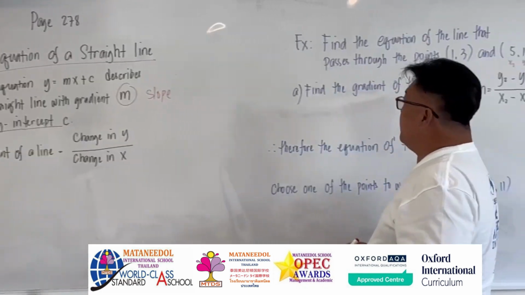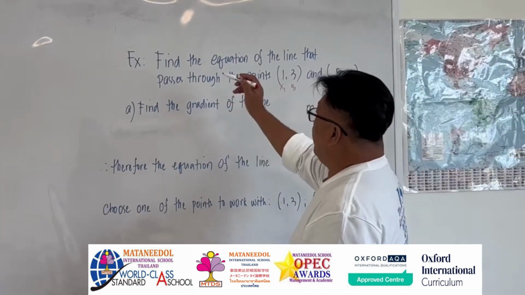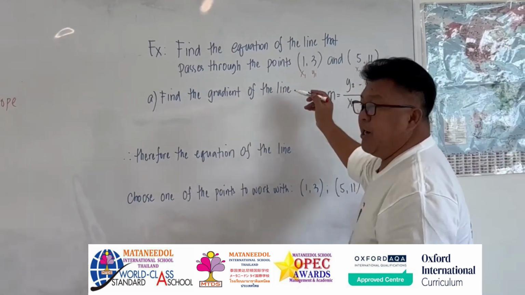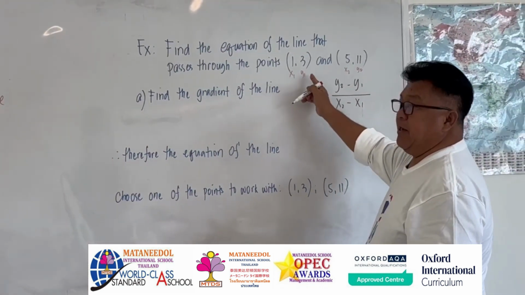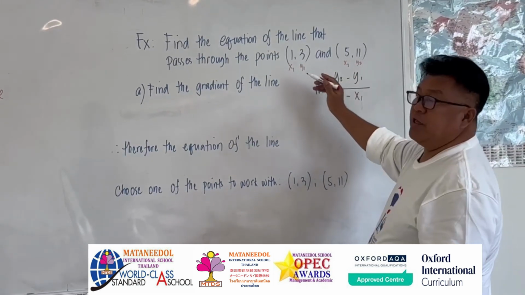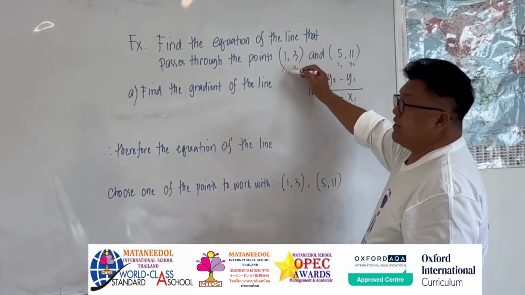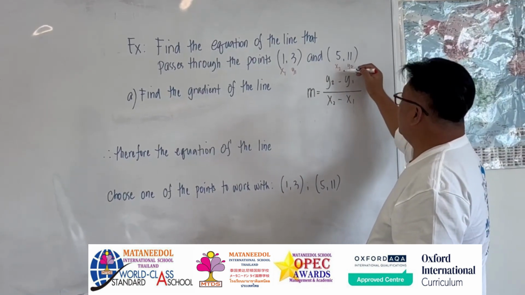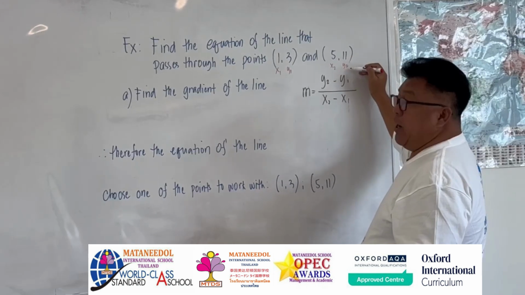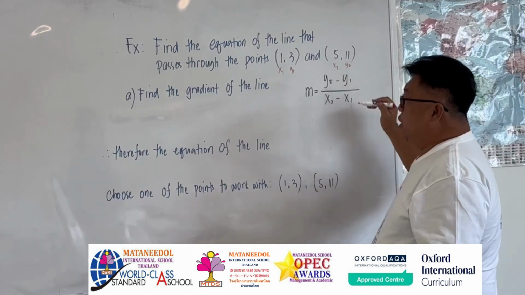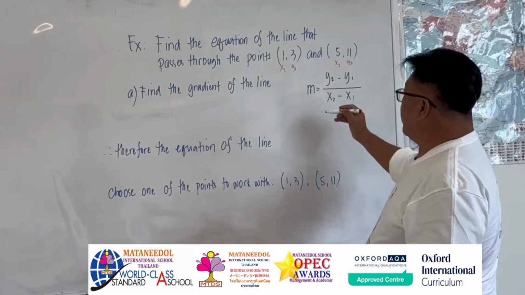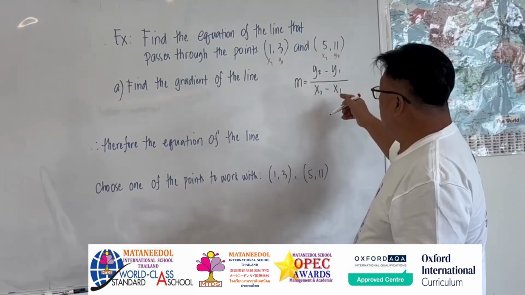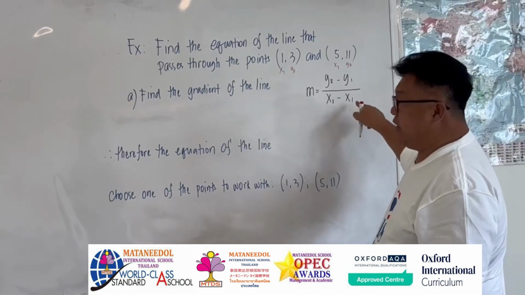Let's take this example. Find the equation of the line that passes through the points (1, 3) and (5, 11). Considering that 1 is the x of 1, 3 is the y of 1, and 5 is the x of 2, and 11 is the y of 2. The formula of the slope is m is equal to y of 2 minus y of 1 over x of 2 minus x of 1.